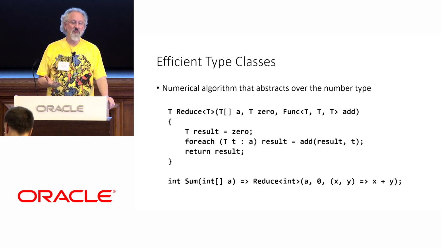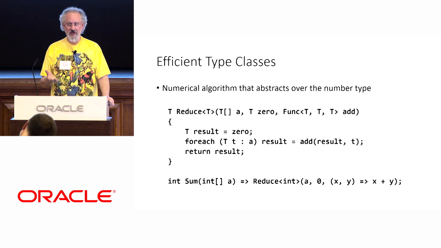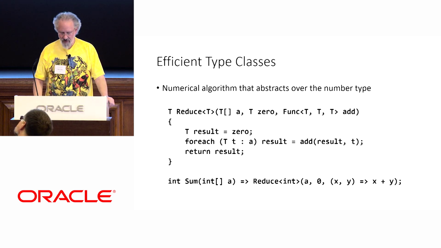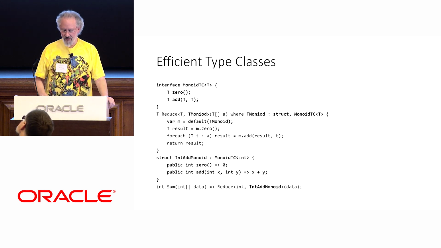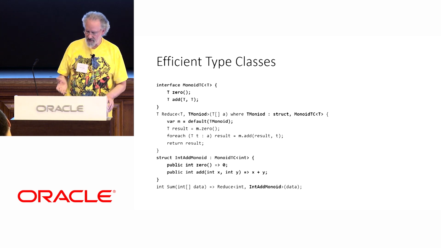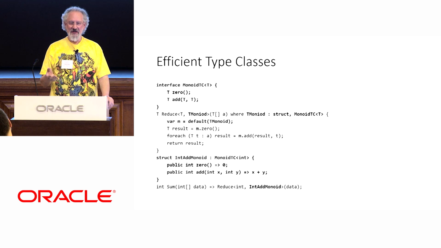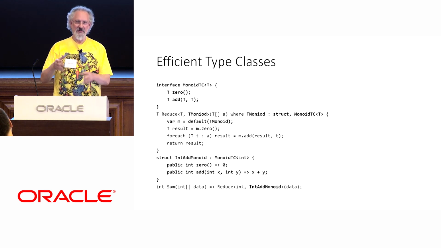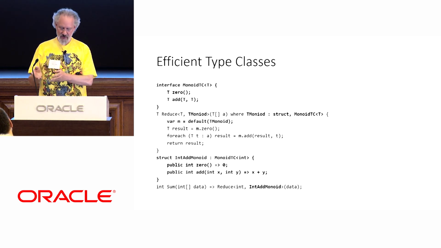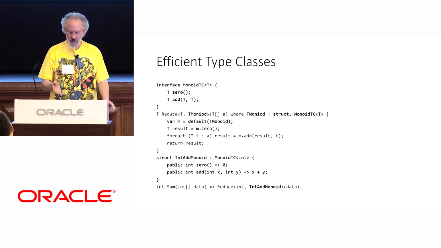So the question is, can we do better than that? And if you have a language with value types and generics that, when instantiated on value types, are guaranteed to be specialized, you actually can do better than that. So I'll refactor this a little bit. I'll introduce an interface called monoid TC. Now, monoid is a mathematical structure that has a 0 operation, and it has an associative and commutative binary operation. So this monoid TC is an interface with 0 and add.